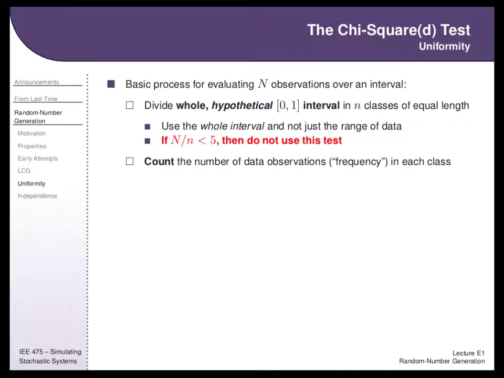So let's see what I mean here. The basic process: we take our capital N observations. On a midterm, I'll just give you the number of subintervals, say we'll divide the interval up into 4. You divide the hypothetical interval.